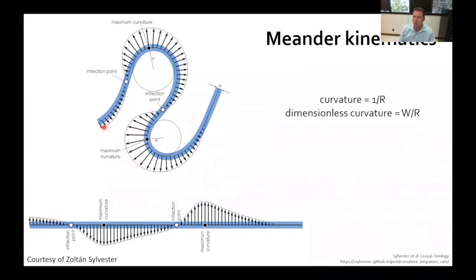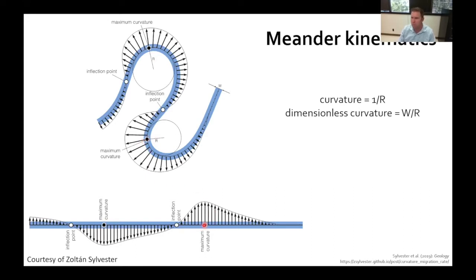What he plotted here was curvature down the length of the channel. When you're looking at the two bends, this is what the curvature looks like down the reach of the channel. This is a plot of distance downstream on the x-axis, and the y-axis is curvature. The point of maximum curvature is this black dot here, maximum curvature on the straightened out line is this one. On the next bend, this is the point of maximum curvature.